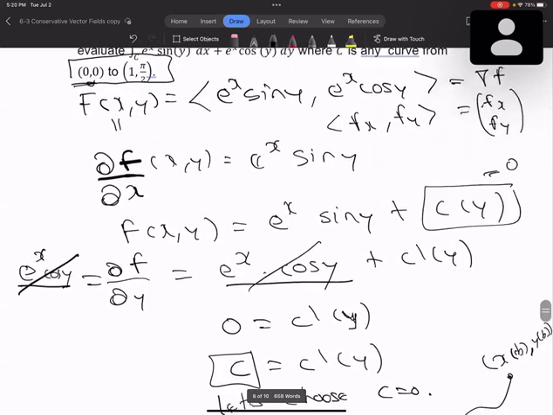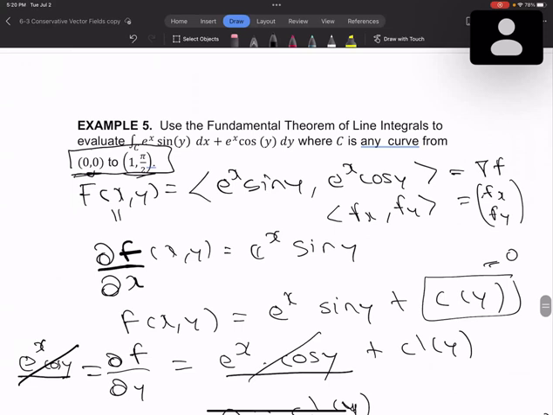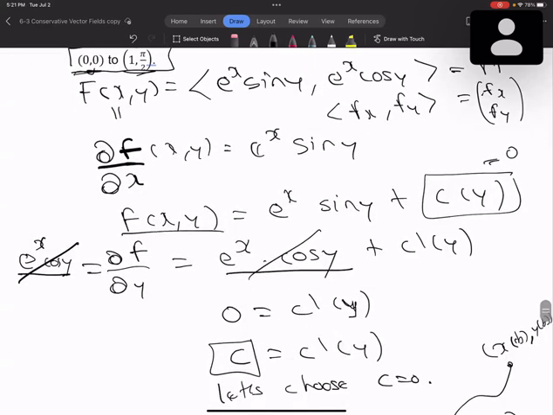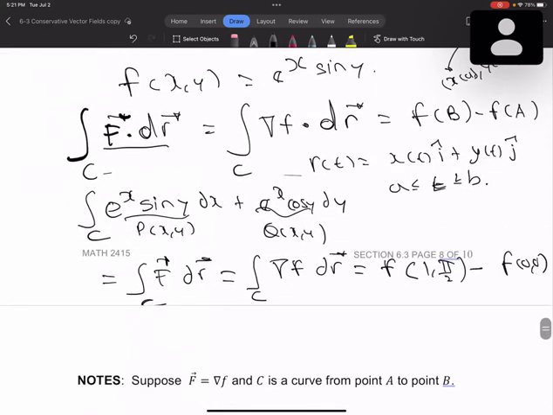This is super nice, because it's saying from (0, 0) to (1, pi/2). So I just need to evaluate f at those points by the fundamental theorem of line integrals. So I evaluate and I get e to the 1 times sine of pi/2, minus f of (0, 0), which is e to the 0 times sine of 0. So this is just e to the 1.